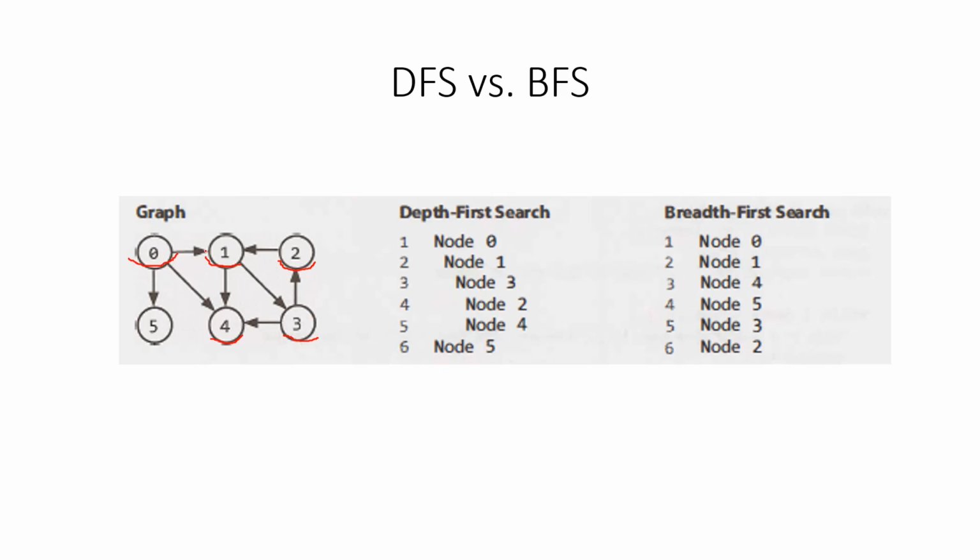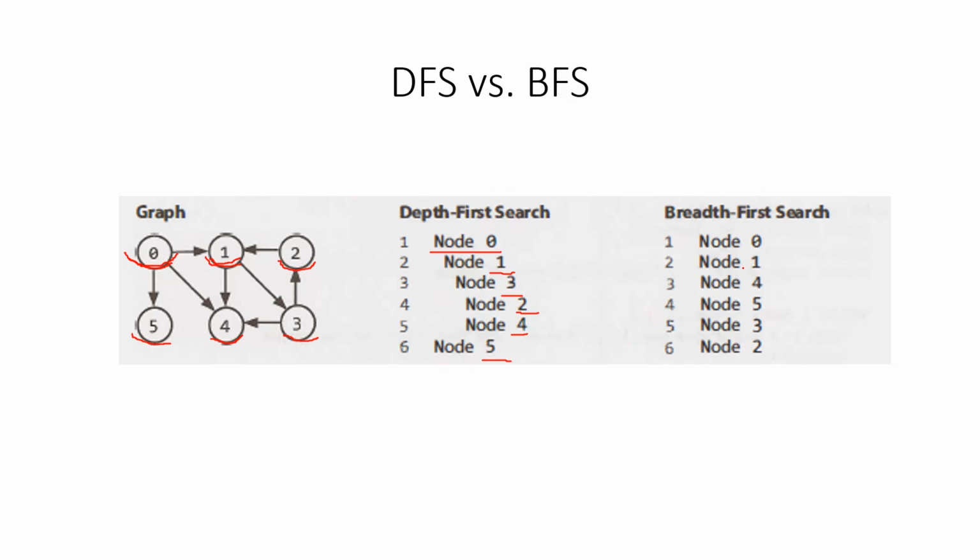Then we go back to 1. 1 also has no unvisited adjacent elements. Then we go back to 0, and 0 has only one unvisited adjacent element, which is 5. So if we use DFS, the plan would be: first we visit 0, then 1, then 3, then 2, then 4, then 5.